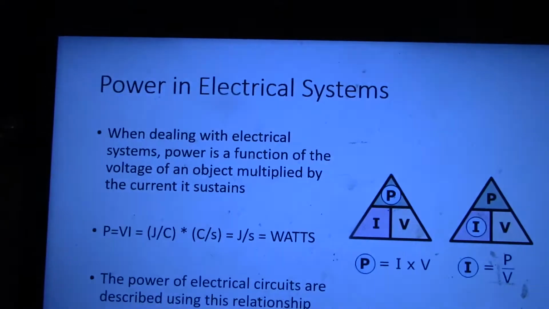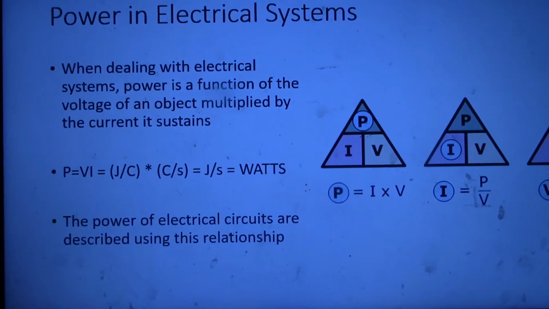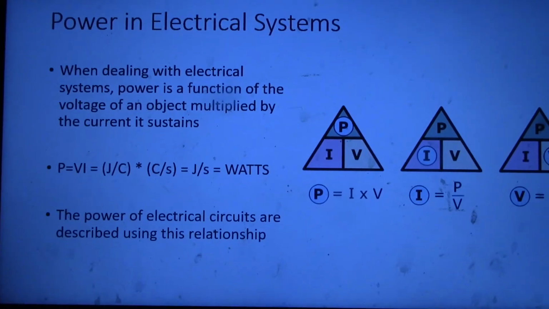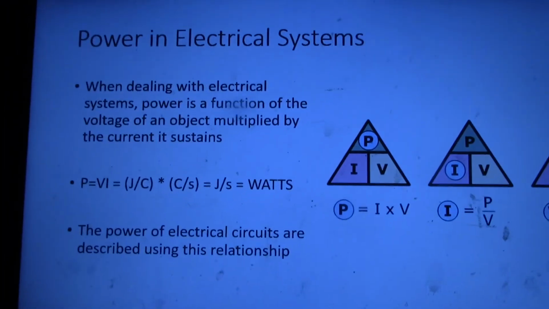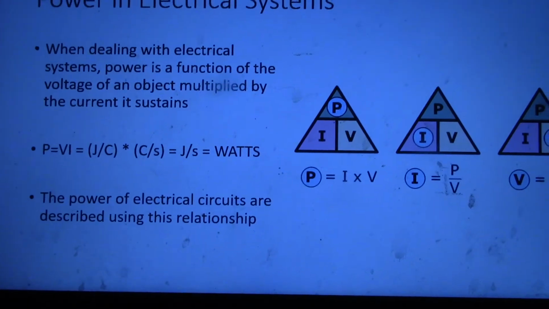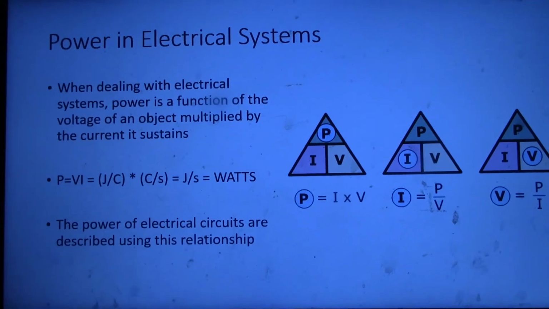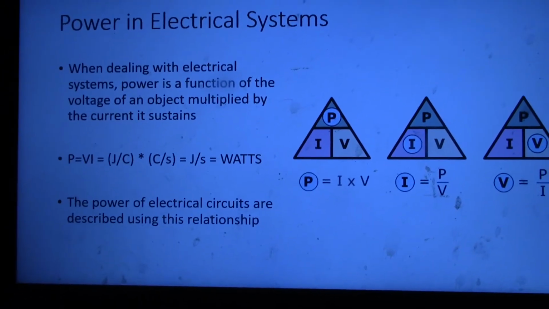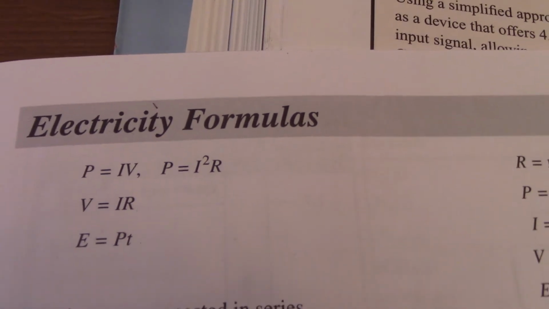Okay, some more equations with power and electrical systems. In dealing with electrical systems, power is a function of the voltage multiplied by the current. So how many electrons it can provide multiplied by how many of them flow past a certain point. So power equals current times voltage. Okay, so P equals I times V. This is in your data booklet.